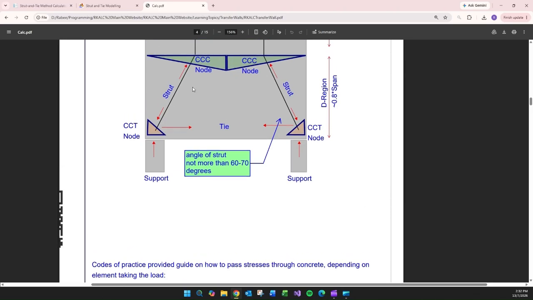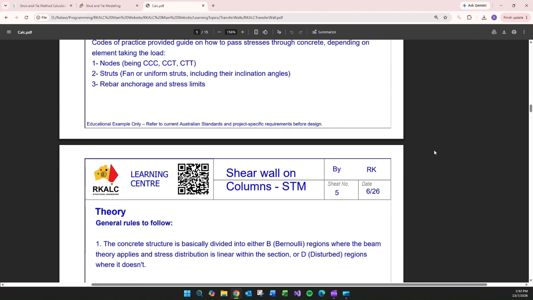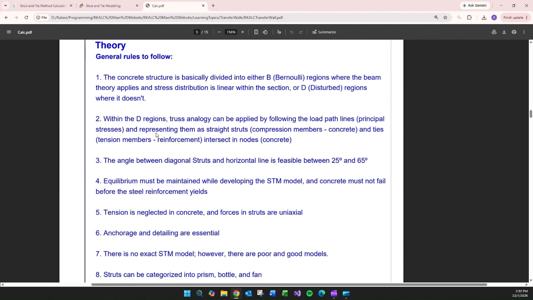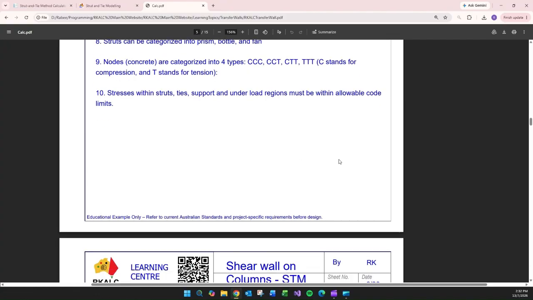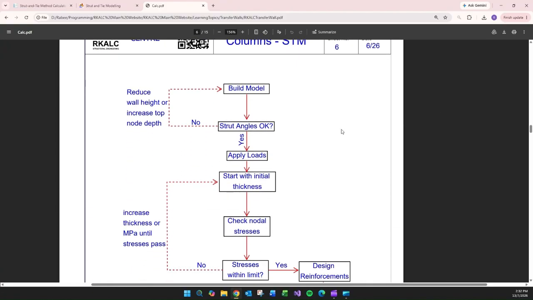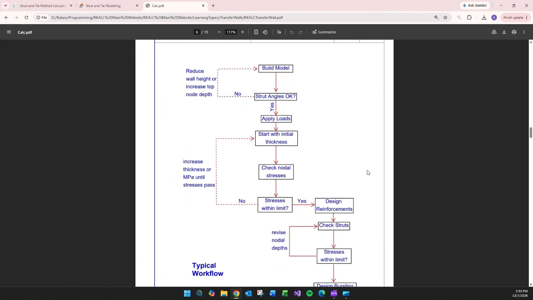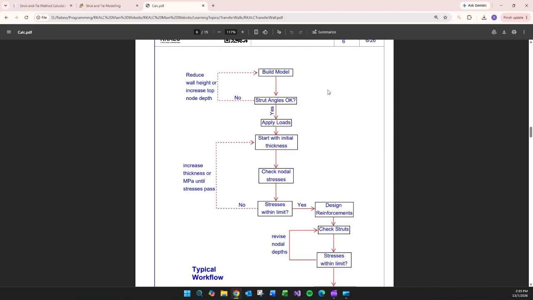So the elements will be like you've got fan shape strut there, fan shape, and you've got tie and struts down up there. So there is a bit of theory. You can read this one through the Learning Center website, but most important, you need to work out the flow procedure. You start with building the model, check the angles of the strut. Are they within the allowable angle that you've nominated?